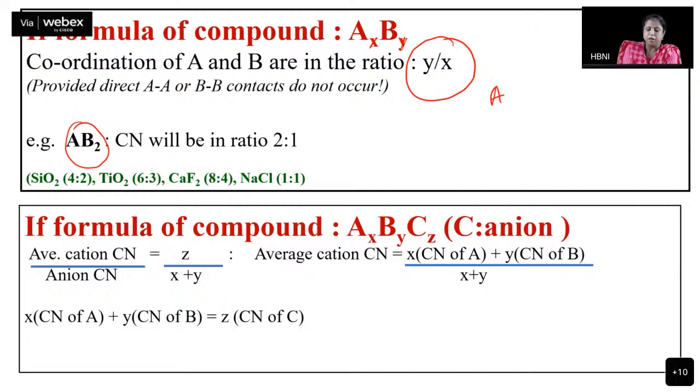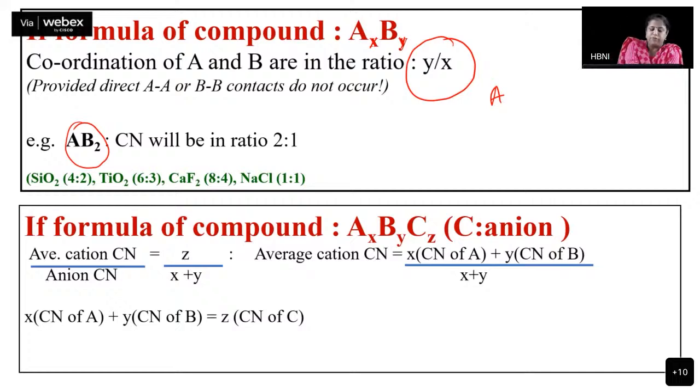Now, you do not always have only binary compounds. I mean, your formula does not have only two ions. It can also be a complex compound, it could have more than two ions. For example, perovskite, ABO3.